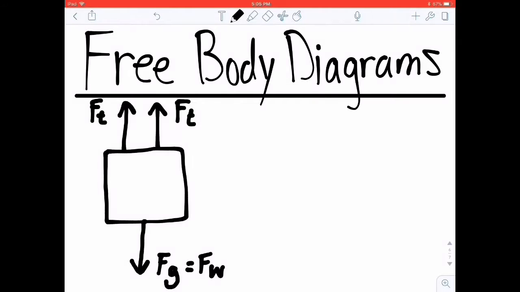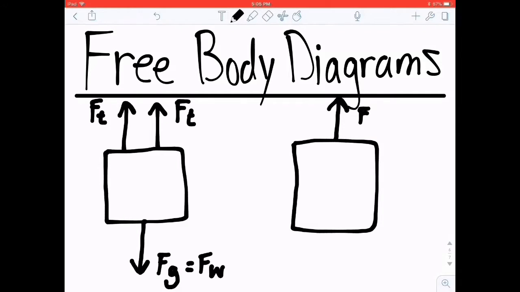In the second example, we have a bike coasting to the right. So we will have the force normal going straight up, the force of the weight of the bike going straight down, and the friction force going to the left since the bike is coasting to the right.